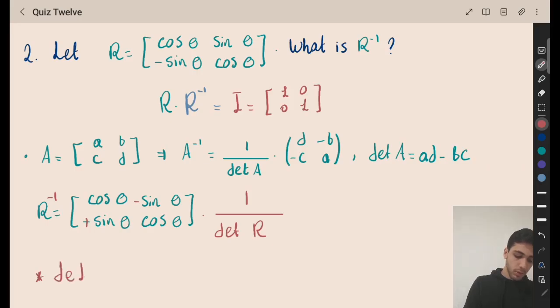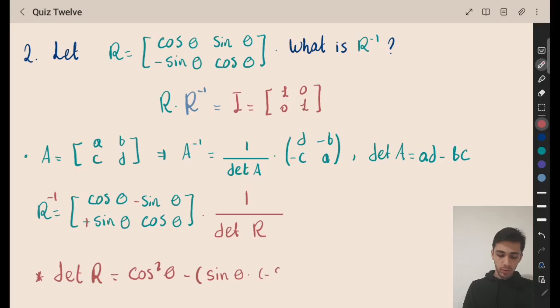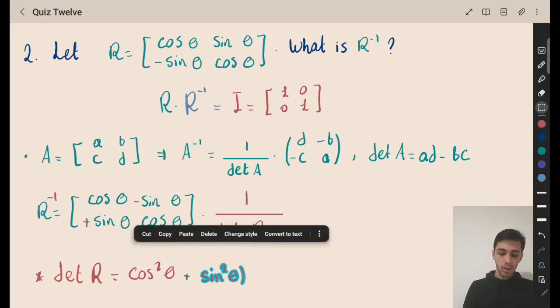So let's compute the determinant of R on the side. It's going to be cosine times cosine, so cosine squared of theta, minus sine times negative sine, so sine times negative sine theta. So this is nice because the minus becomes a plus, and sine times sine is sine squared.